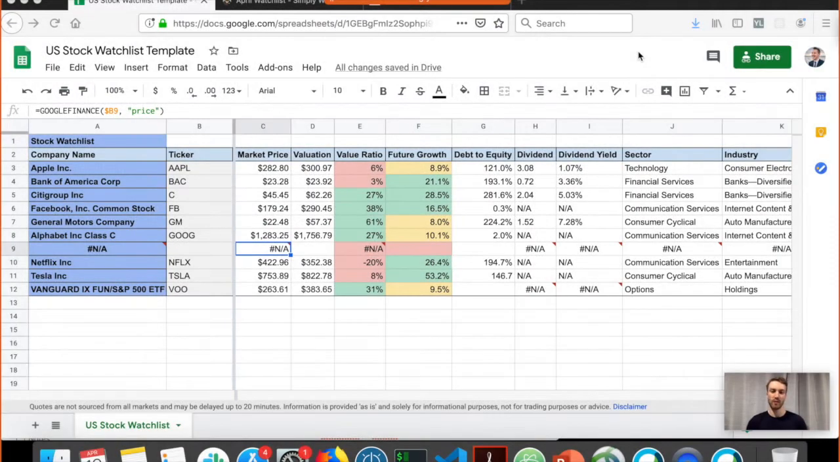How to research US stocks. Here we have open my free US stock watchlist template, linked in the description below. And we'll start by looking at the different attributes in which we're going to compare and analyze these different stocks. So we can see the company names: Apple, Bank of America, General Motors, Netflix, Tesla down the side, and soon we'll fill in JPMorgan Chase.